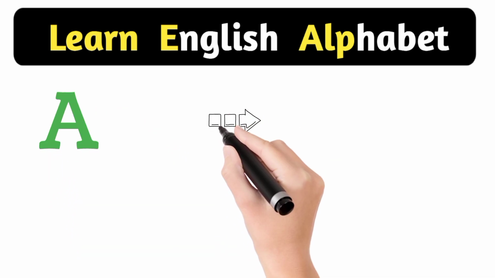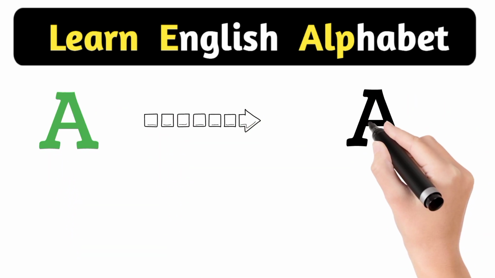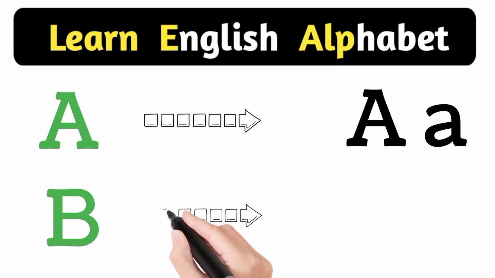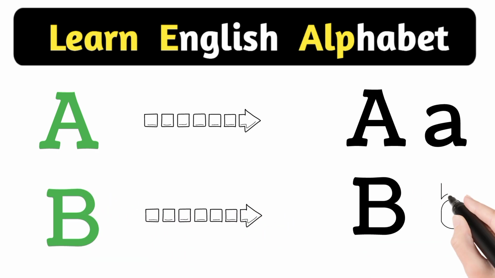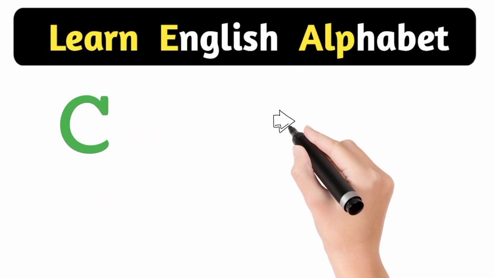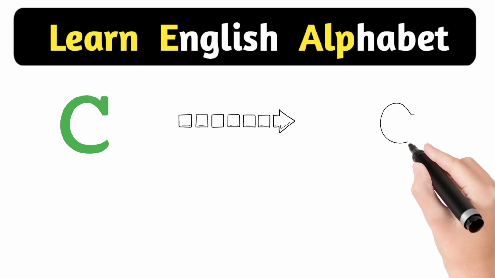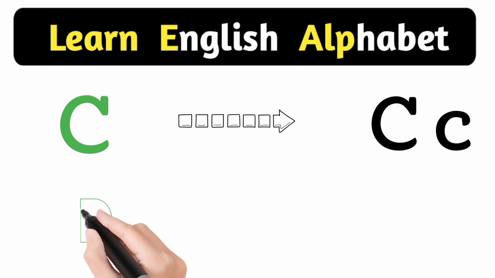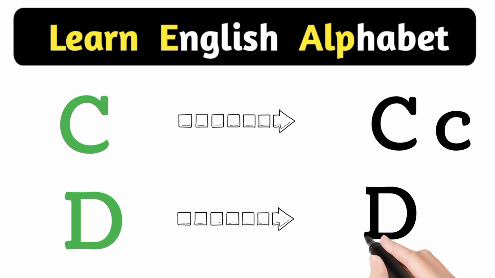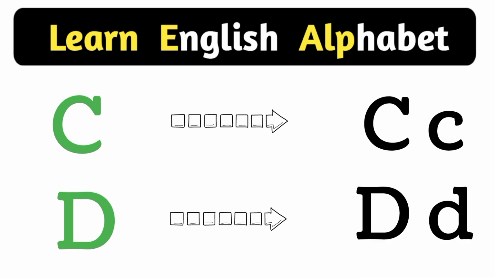A. This is A. A is written like this. B. This is B. B is written like this. C. This is C. C is written like this. D. This is D. D is written like this.